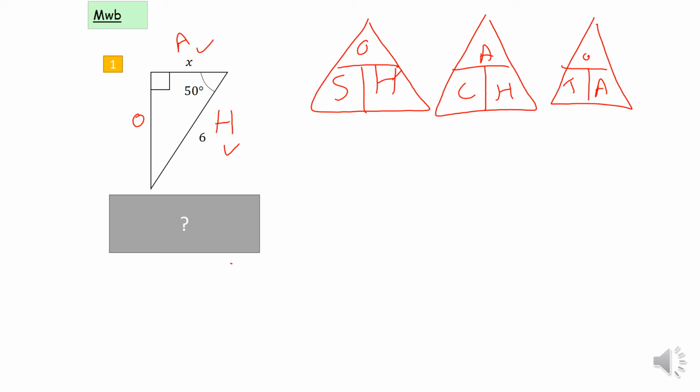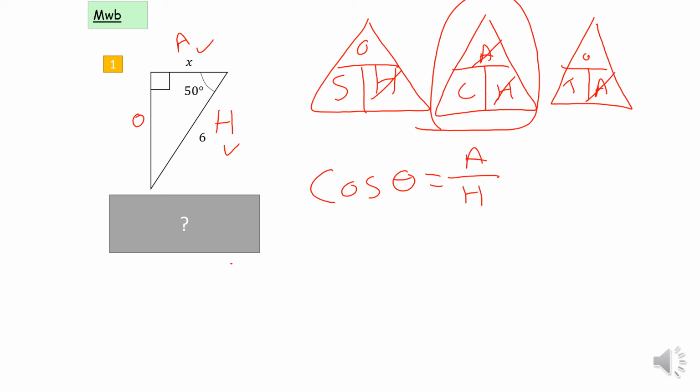So anywhere you see H and A, you will cross it off. And as you can see, we will be using the cos function. So write out the ratio, cos theta equals adjacent over hypotenuse. Let's insert the information from the question. Remember, theta means the angle.